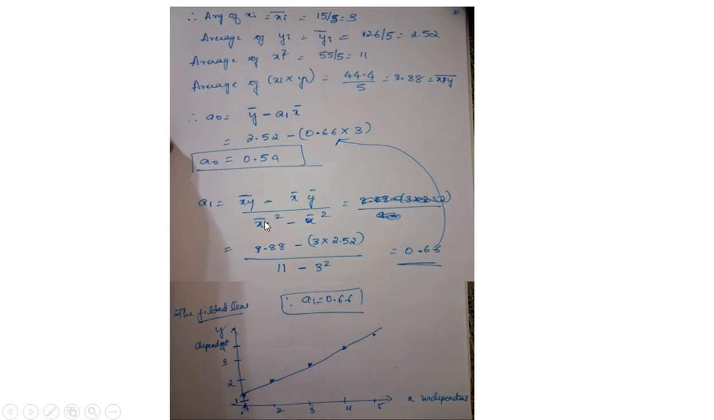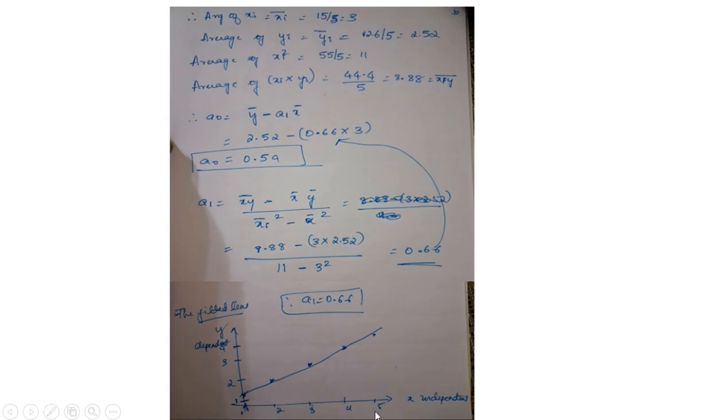So please don't make a mistake here. I have found the average of xi square as 11, but I just found x bar. X bar is 3, that's why you have to take the square of this and not this. Don't do it as 11 square. Okay, so you get the value as 0.66. Substitute that here. Y bar is again 2.52, x bar is 3, so you get A0 as 0.54. So these are the coefficients of your linear regression, A0 and A1.